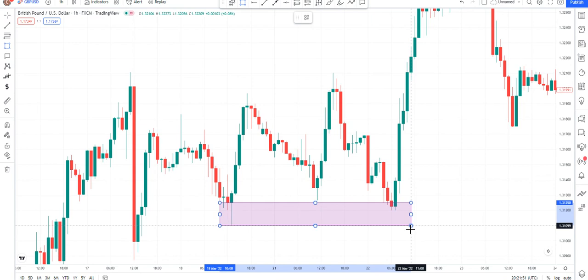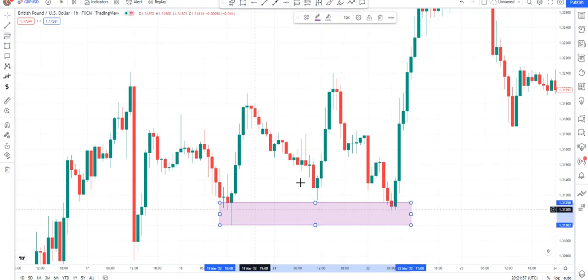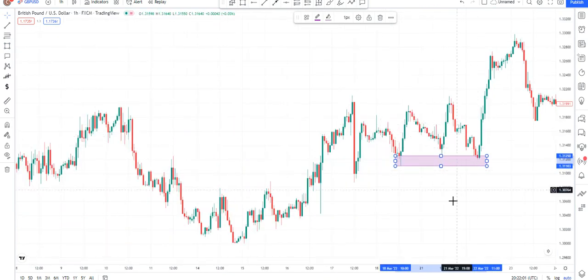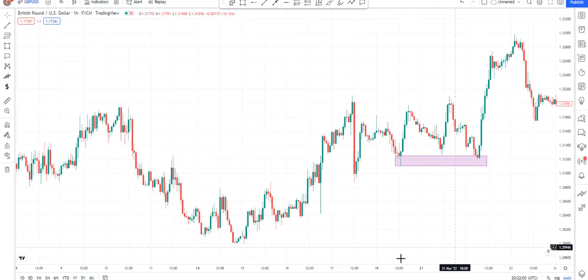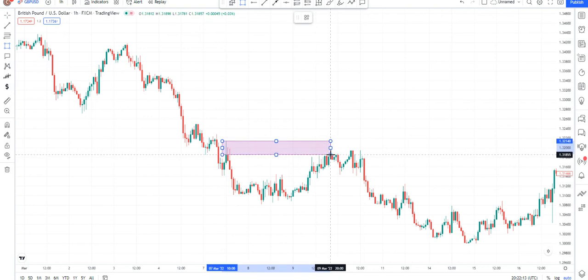Okay, so that is the rejection block right there, the wicks of the candle. That can also act as an order block for it to continue higher. So that is our rejection block. This one happens very, very often.